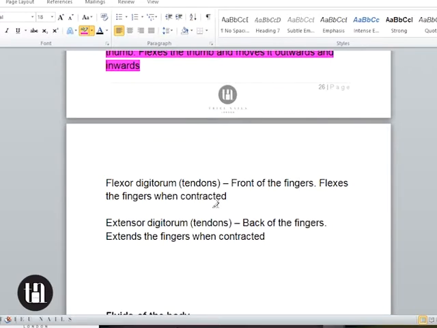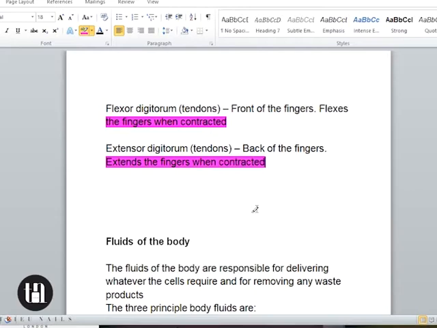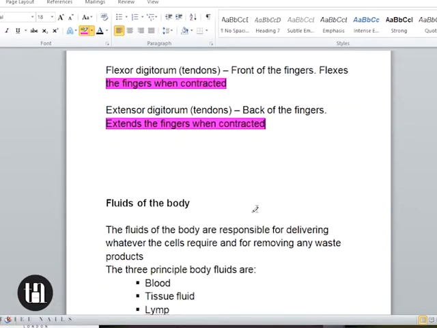The flexor digitorum tendons, front of the fingers, flex the fingers when they're contracted, and the extensor digitorum is the back of the fingers, extends the fingers when contracted. So that's all the muscle types in the hand and arm.